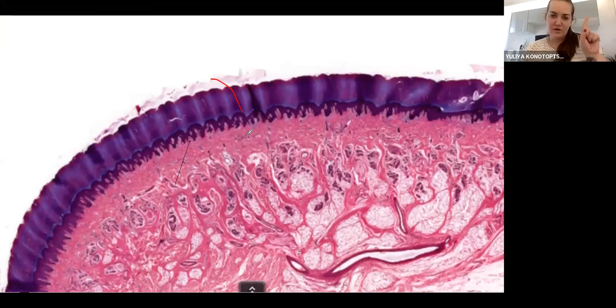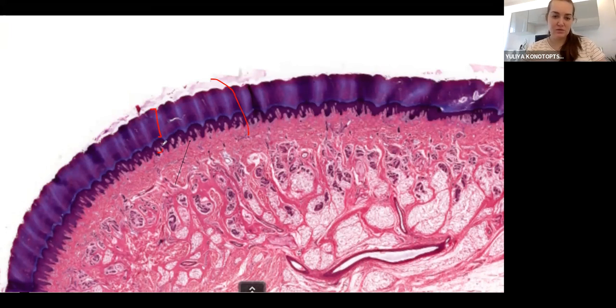Thick skin at the fingertip, right? You can see the stratum lucidum as the bluish line, and this is the stratum corneum. Without even looking at anything else, just by looking at the stratum corneum, you can say this is thick skin, because the stratum corneum is abnormally thick in thick skin, right? It is super, super thick.